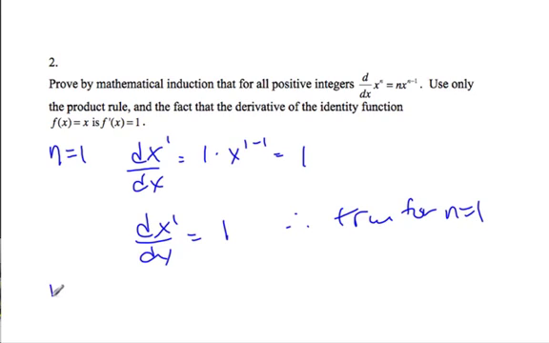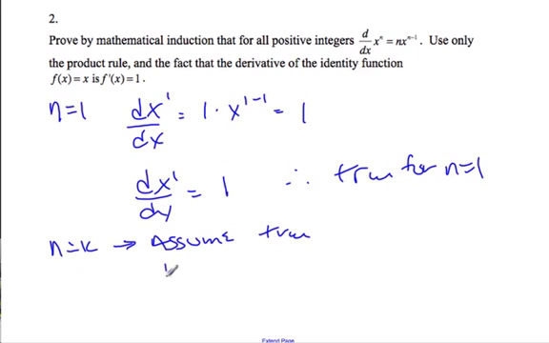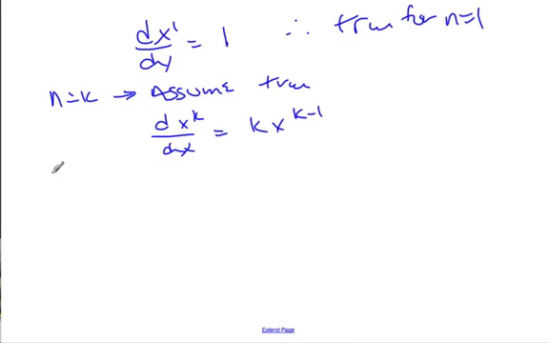My next step is to show it's true for n equal k. I'm going to assume it's true, meaning that the derivative of x to the k with respect to x is equal to k x to the k minus 1. That's assumed true. Now I have to show it's true for n equal to k plus 1.